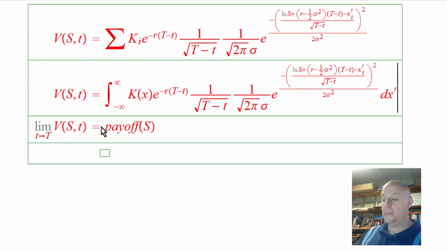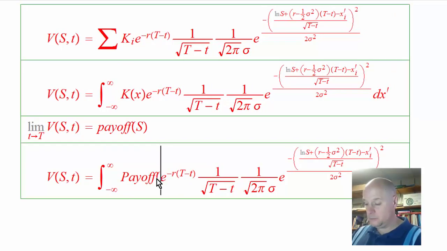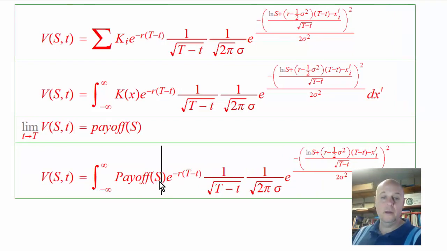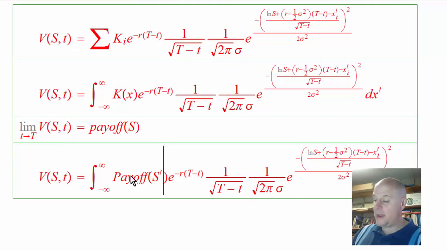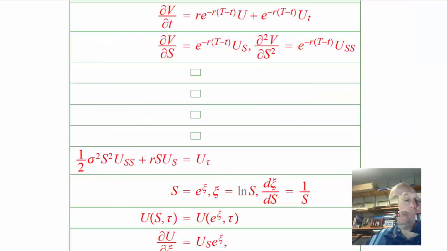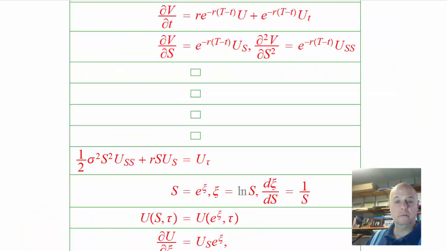Well, that means that now I know what I should make k. I should make it the payoff. So I should make this the payoff function. Now I'm going to jump ahead of myself here with a stock, and I'm going to call that S prime. So if it was a call option, I know what this graph looks like. It would be 0 until it hit the exercise price, and then it would go up with a slope of 1. So I've got to go all the way back up here where we were defining x.